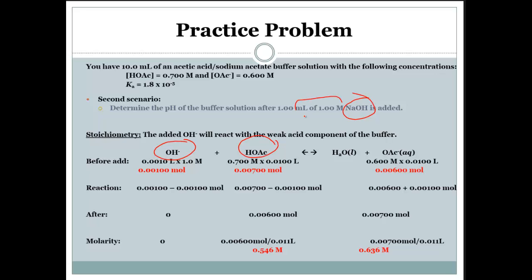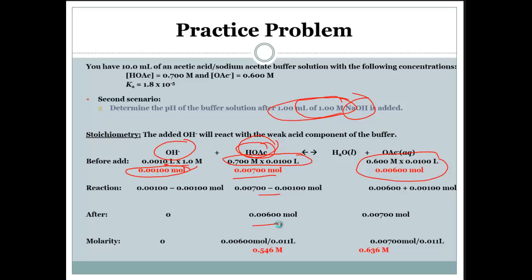So we have 1 milliliter of 1 molar solution. Cross multiply, and we get 0.001 moles. We have 0.7 molar, and we have 10 milliliters, so we have 0.007, and 0.6 milliliters with 0.6 molar with 10 milliliters. All right. So the reaction itself, the change, is reacting with the acid, so therefore it's going to remove some of that acid.